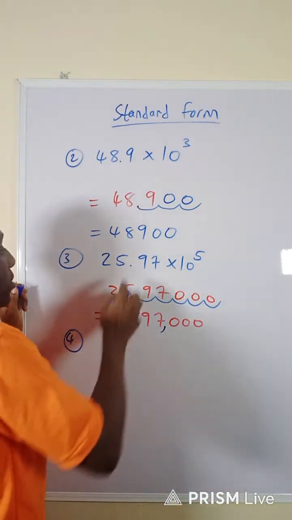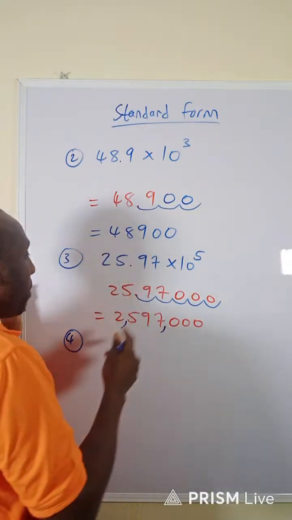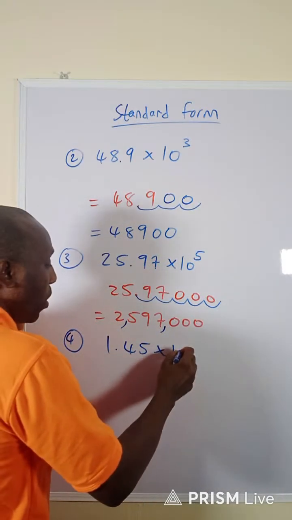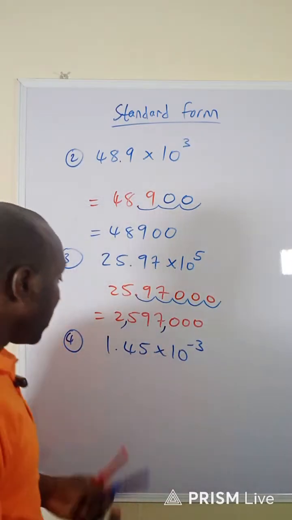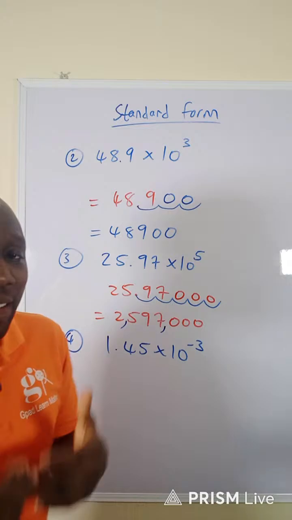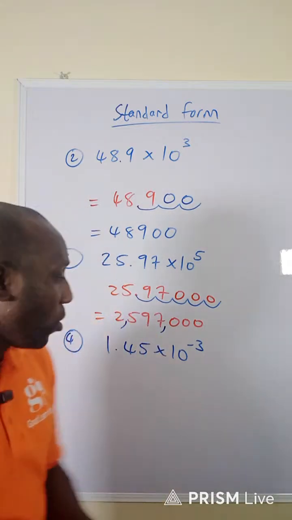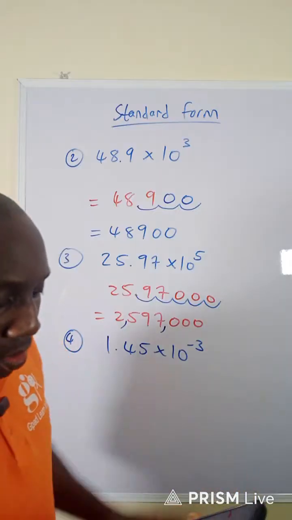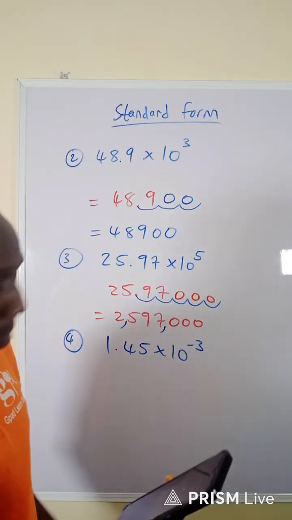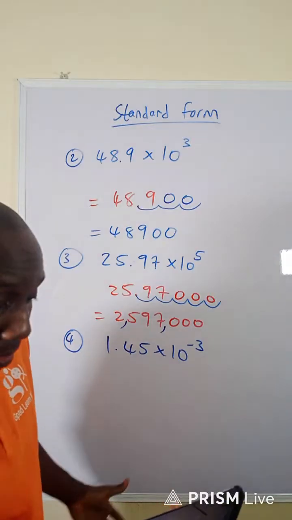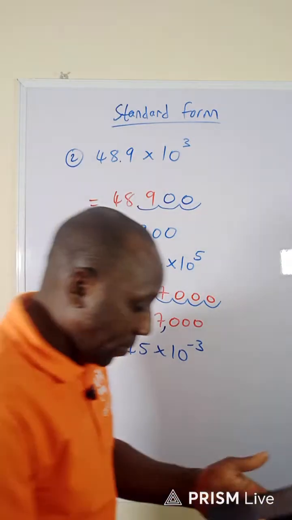So number 4. There's something that came to my mind now: 1.45 times 10 to the power minus 3. Now, this is a number written in standard form, but we want to write it as an ordinary number. Is anybody going to be gracious enough to give us the answer in the chat? 1.45 times 10 raised to the power of negative 3. If you can do it, drop your answer in the chat.